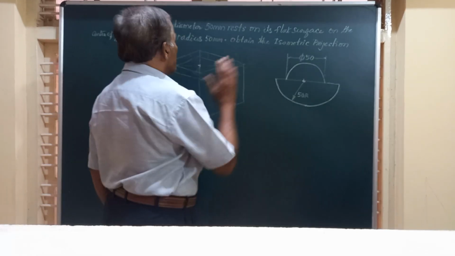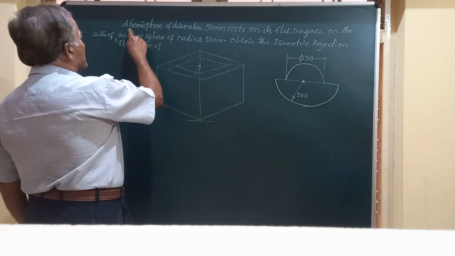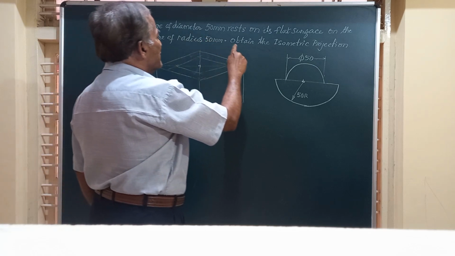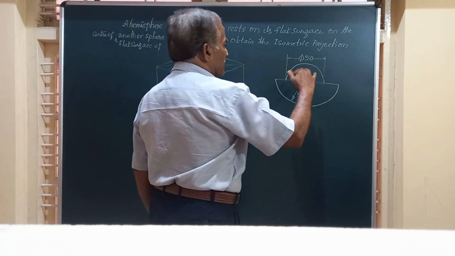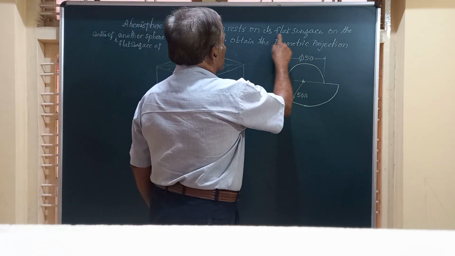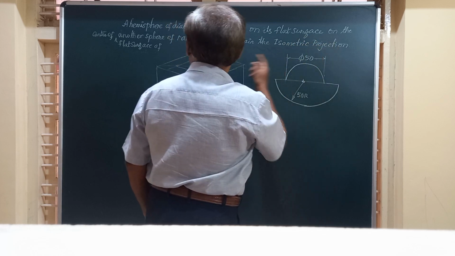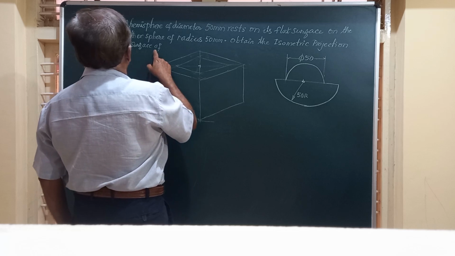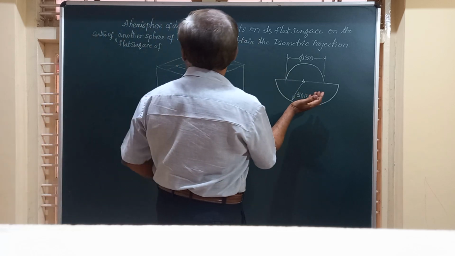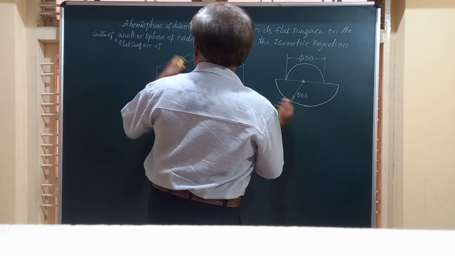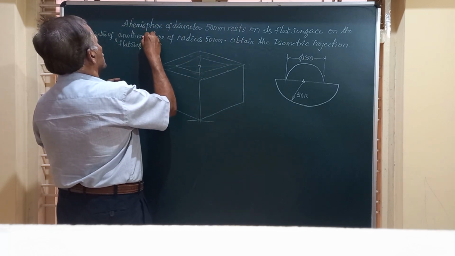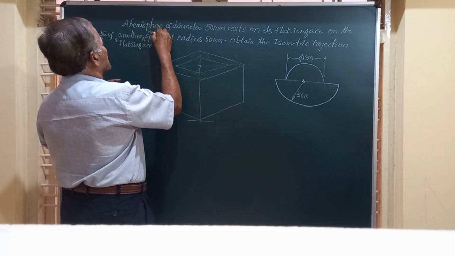In this video, we have given a problem in the form of a statement. This figure is not given to you. The question reads like this: a hemisphere of diameter 50 mm rests on its flat surface on the center of the flat surface of another hemisphere. There are two spheres, both are hemispheres.